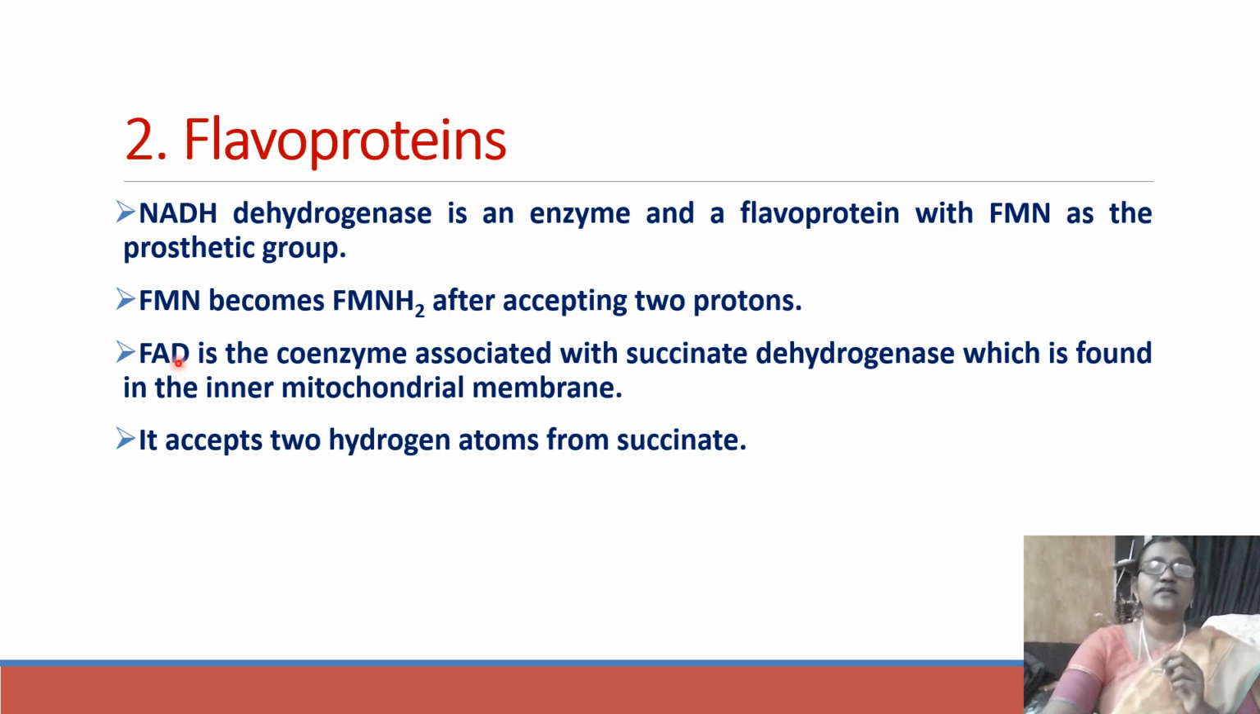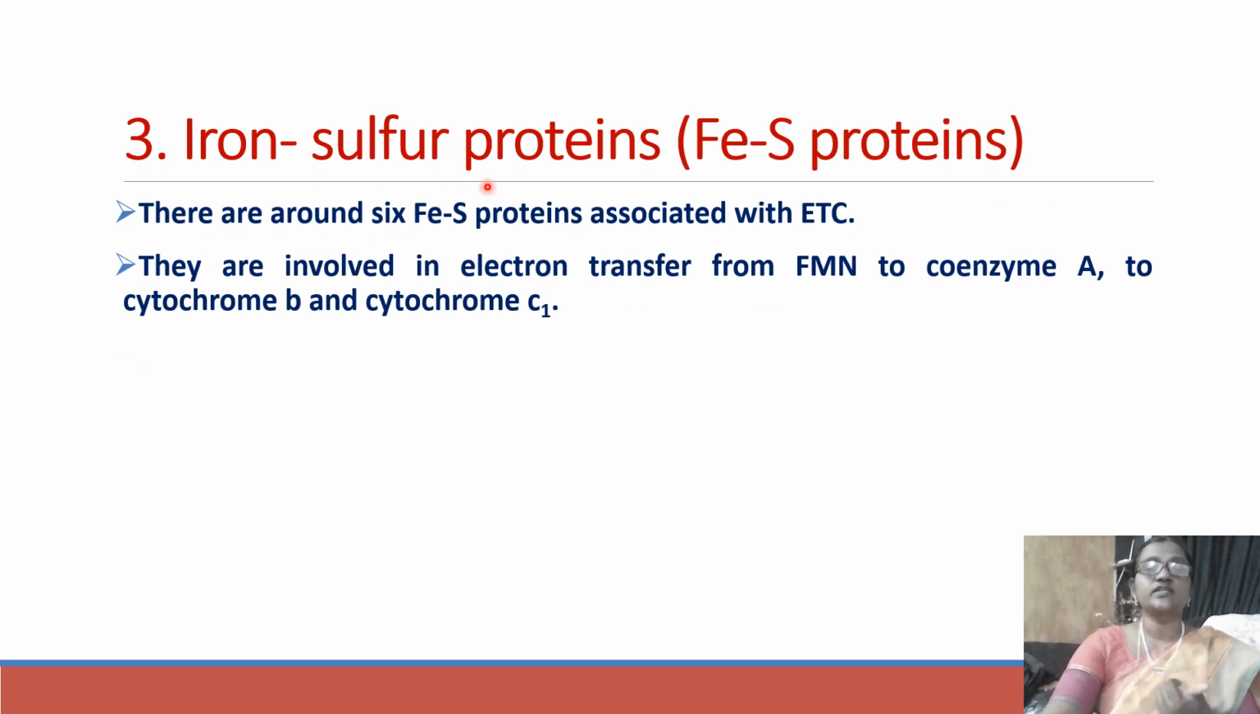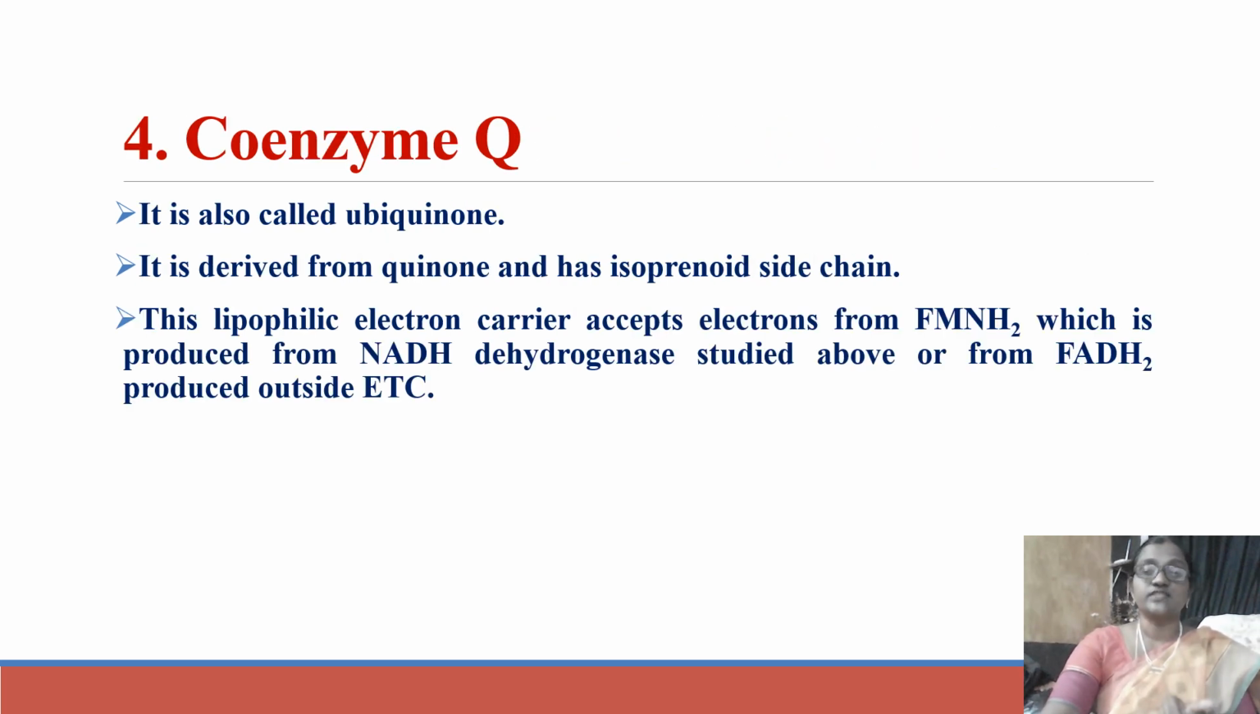So what FAD does is it accepts two hydrogen atoms from succinate. We also have iron sulfur proteins, abbreviated as FeS proteins. There are around 6 iron sulfur proteins associated with the electron transport chain, and these are involved in electron transfer from FMN to coenzyme Q, and from cytochrome B to cytochrome C1, and so on.